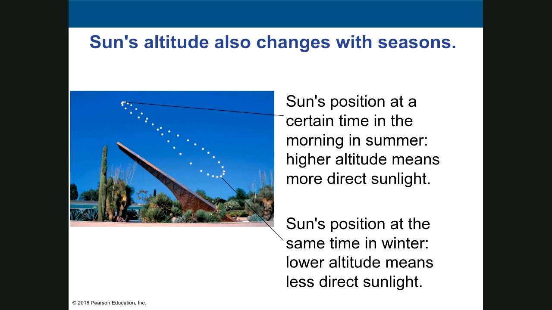Now, one of the ways we can see the seasons changing is that the sun's altitude also changes with the seasons, and this is a yearly portrait of the sun. We can see that at a certain time in the morning, like 9 a.m., the sun's altitude is higher in summer than in winter, okay? So looking at the sun's position over time, we can visualize that we're getting less direct sunlight as the seasons progress.